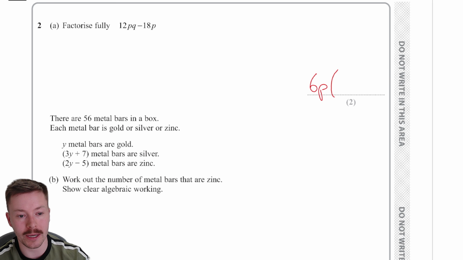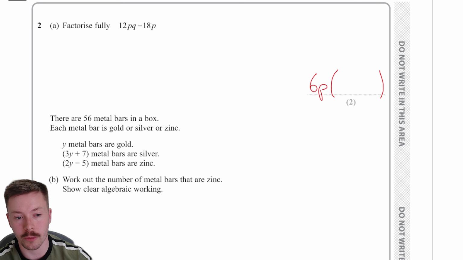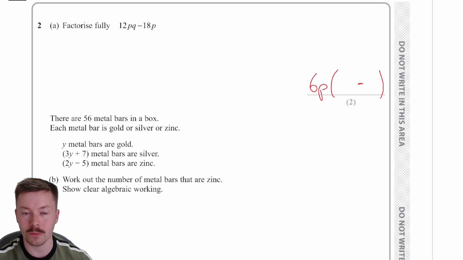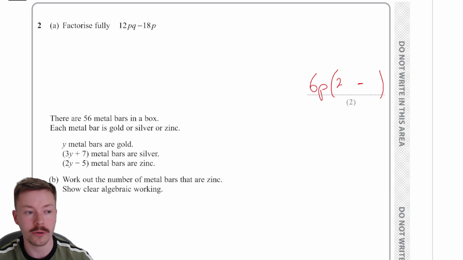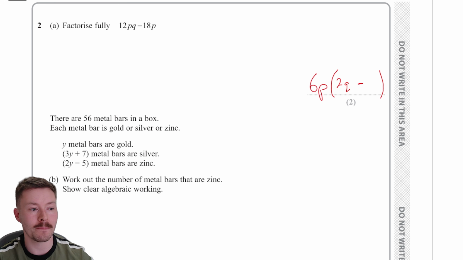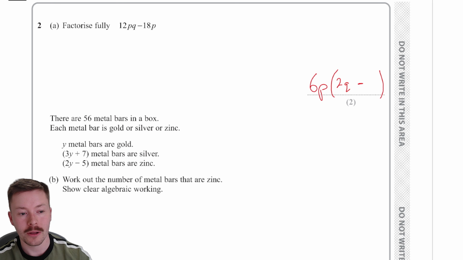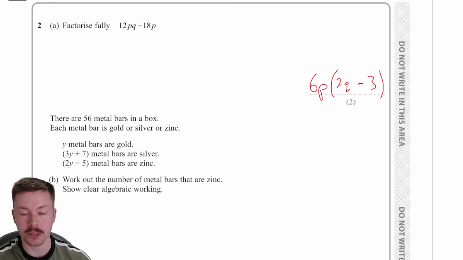So now we put our bracket in. If it's a minus in the middle, like in this case it is, we are going to put a minus in the middle of our two terms in the bracket. And then we've got to think about what we times 6p by to get 12pq. Well, 6 times 2 is 12, p times 1 is p, so that's fine. And then we need to times it by q, so it's going to be 2q minus, and then 6 times 3 is 18, and we've already got the p. So that's done. Move on to the next part.